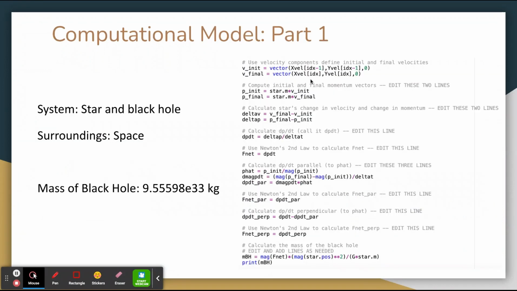So for part 1, our system is the star and the black hole, and our surroundings are space. We basically had to use velocity and then calculate our momentums with each of these initial and final velocities to find our delta p, our change in momentum. And when we divide that by time, we get our dp dt, which is what F net equals. With that, we were able to find the mass of the black hole at the very bottom, because if we know what F net is, we can rearrange our original force of gravity equation to find the mass of the black hole. Once we did this calculation, we got the mass of the black hole to be 9.6 times 10 to the 33 kilograms.